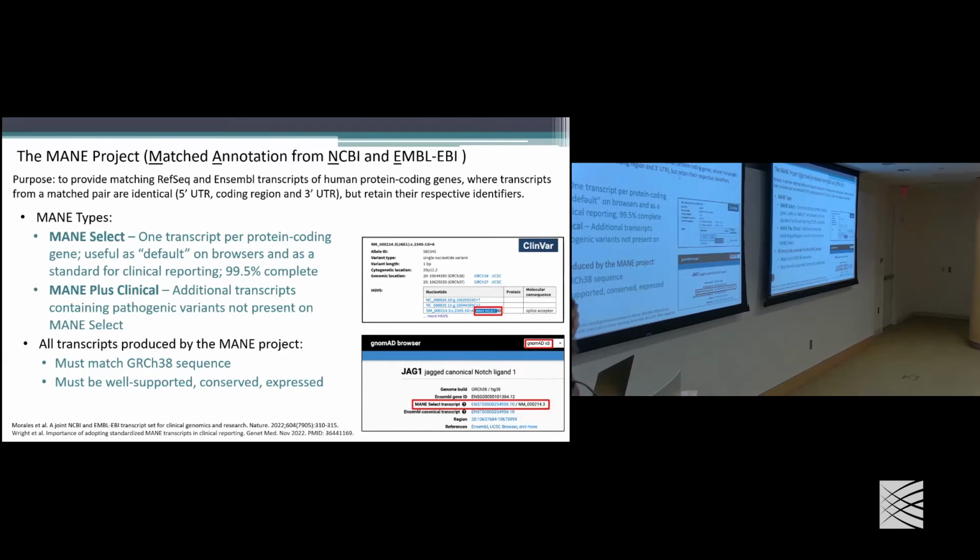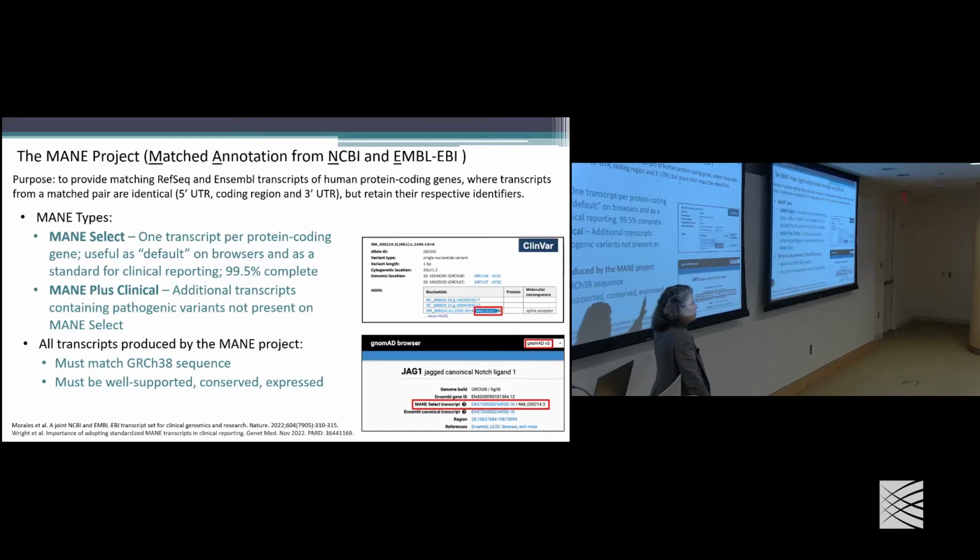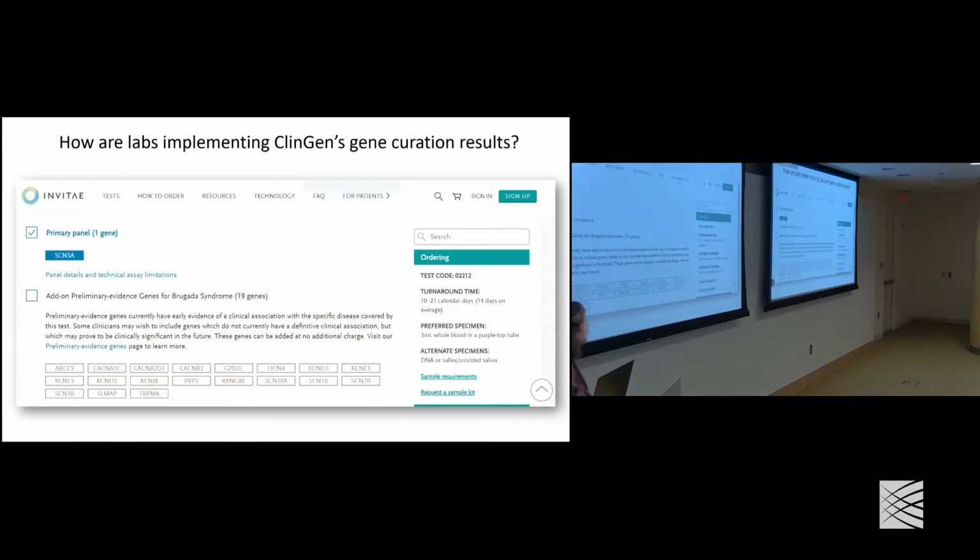Okay, and main select is now incorporated into all the major genomic platforms. ClinVar defaults to the main select, gnomAD, et cetera. So use it if you aren't already.